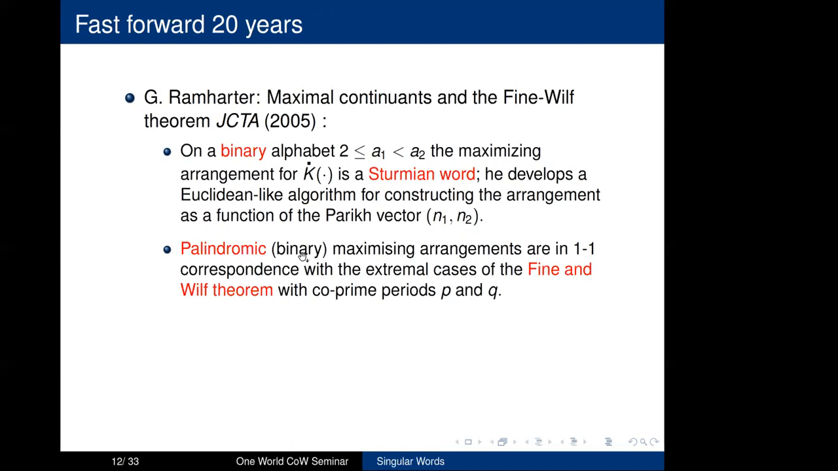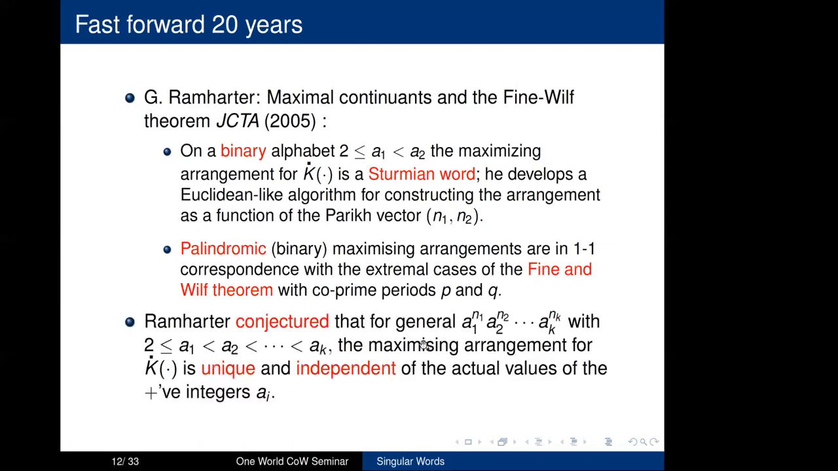Now, I'm not suggesting that they're always palindromes. In particular, if n1 and n2 are both odd, it'd be a little tricky to construct a palindrome having an odd number of A1s and an odd number of A2s. But if it should be a palindrome, then it's closely related to the extremal words in the Feynman-Wilf theorem. In fact, what we will see is they are basically central words padded on either side with the letter A.